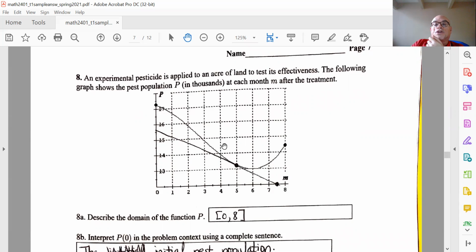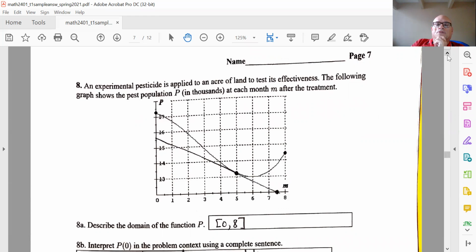What this graph shows, this is the function called p, and this function p shows the population of some sort of pest or insect, probably, on an acre of land where we're doing an experiment with a pesticide. So we're trying to determine the effectiveness of some pesticide applied to a portion of land, in this case, an acre of land. We're doing that by spraying the pesticide on it, then counting the number of insects on that acre of land a given number of months after we apply the pesticide.